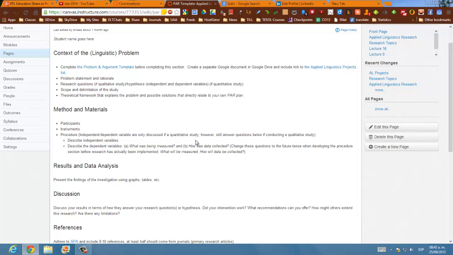Remember that some information is related to quantitative studies. If you're not doing quantitative studies, then disregard those notes. So for example, independent variables, as I mentioned, you can just disregard those notes.